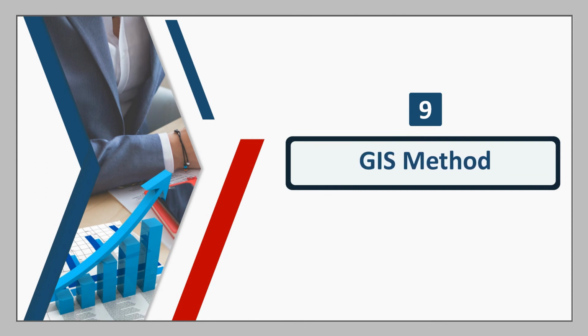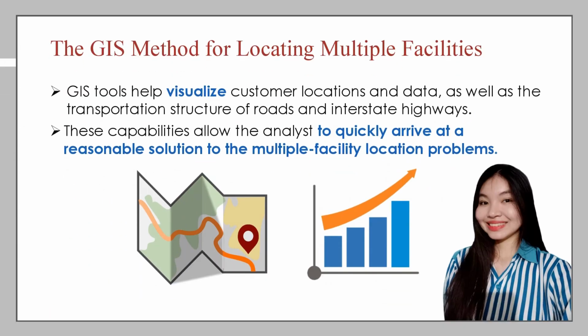So, GIS tools help visualize customer locations and data, as well as the transportation structure of roads and interstate highways. These capabilities allow the analyst to quickly arrive at a reasonable solution to multiple facility location problems. Okay, since GIS is a computer based application, through the aid of this tool, you can efficiently integrate all significant information regarding the location of your choice into one interactive map.